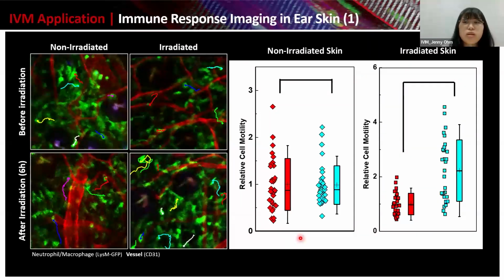And following this, we stimulated the skin of the same mouse with irradiation and observed changes in certain immune responses. So as shown in the image on the left, we found that the cell movement was significantly more active after irradiation compared to before. And we were also able to confirm this through further quantitative analysis, as you can see here on the right through the quantitative analysis graph that we created.